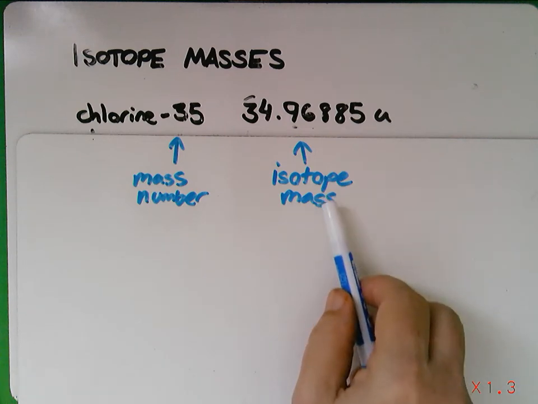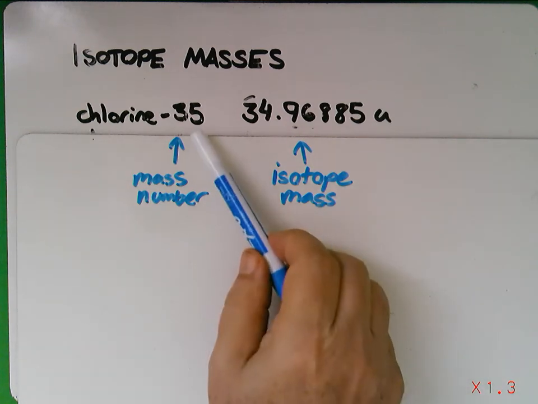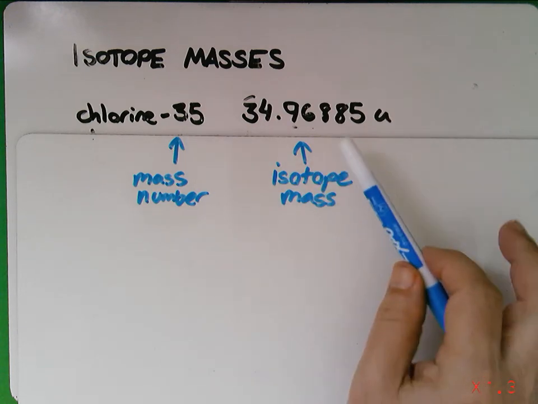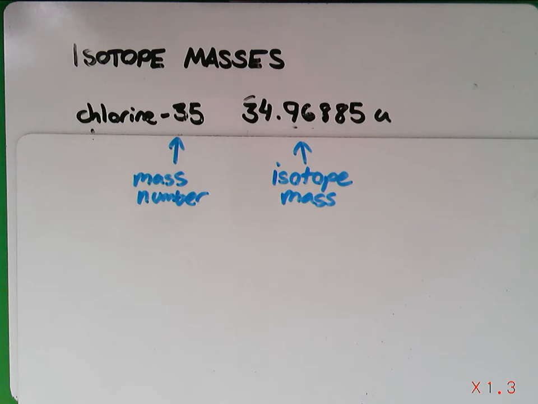The actual mass of the isotope and the mass number are not the same thing. One is an integer that counts particles in the nucleus, and the other is an actual mass measurement, so it's going to be a decimal number. So that's one big difference between a mass number and an isotope mass.